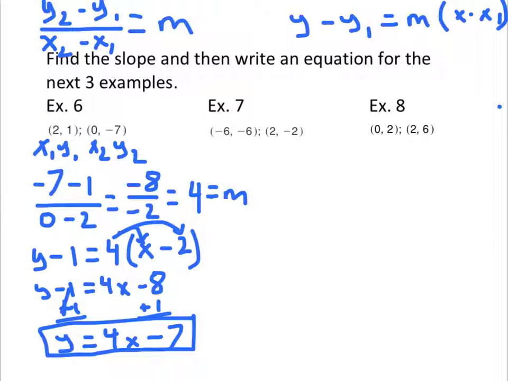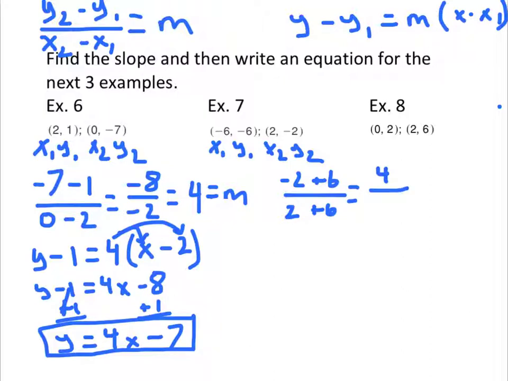We're going to get done, and there's just something that feels so satisfying about doing a whole lot of math work. Alright, example 7. x1, y1, x2, y2, -2 minus a -6, so really adding 6, over 2 minus a -6, so really adding 6. So -2 plus 6 is going to be a positive 4, and 2 plus 6 is going to be 8. 4 divided by 8, that simplifies to 1/2. So my slope is 1/2.